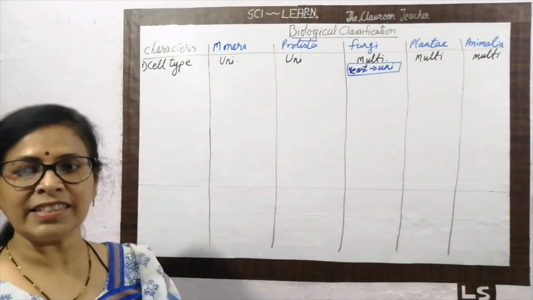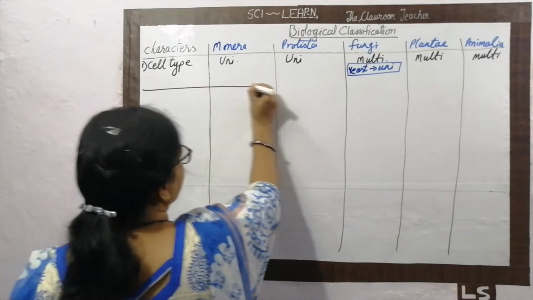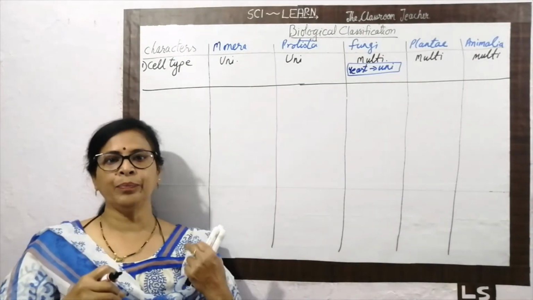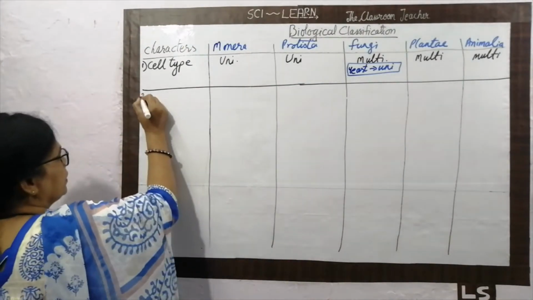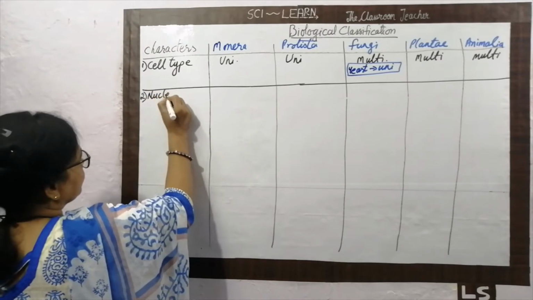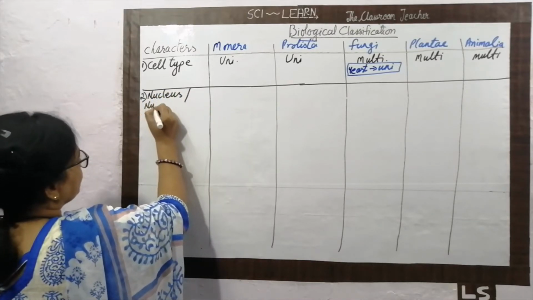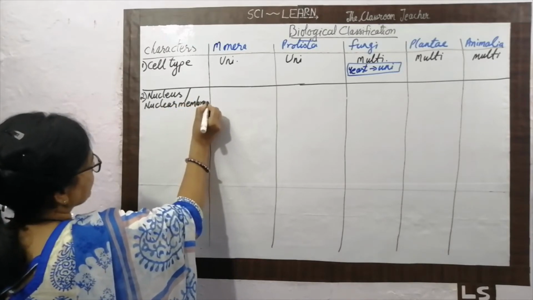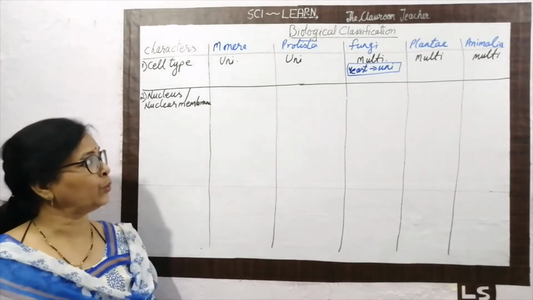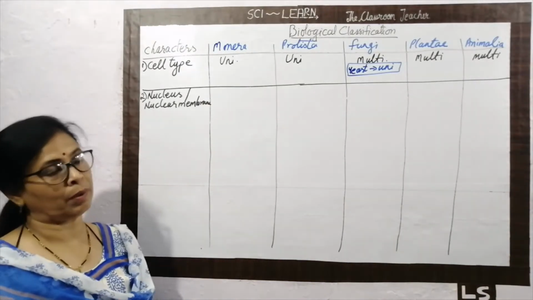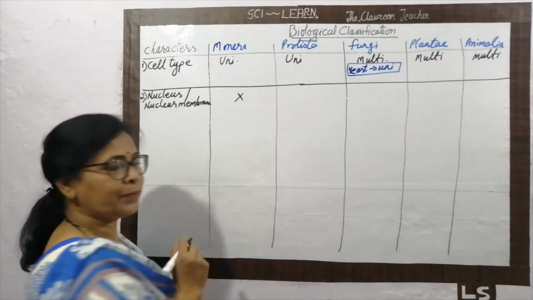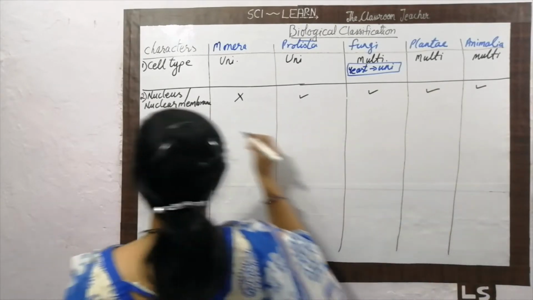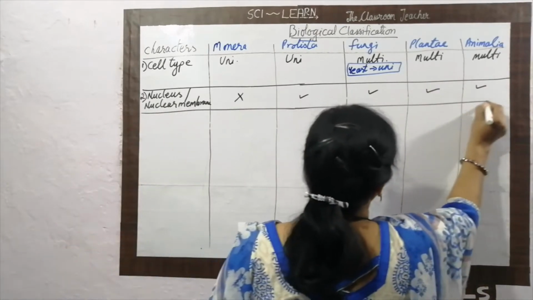The first character is the cell type. Now what is the second character? For the second character, we are taking the nucleus or nuclear membrane. What about the nuclear membrane? As we know, in unicellular prokaryotes, the nuclear membrane is absent. It is not present here. It is absent here, but it is present here, here, here, and here. So this is about the nucleus or the nuclear membrane.